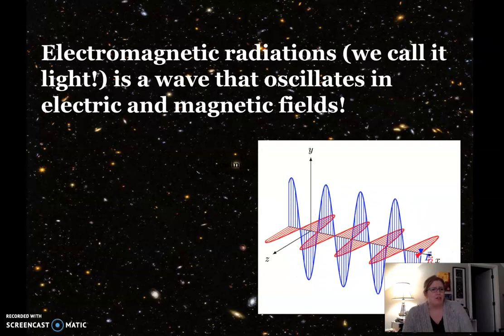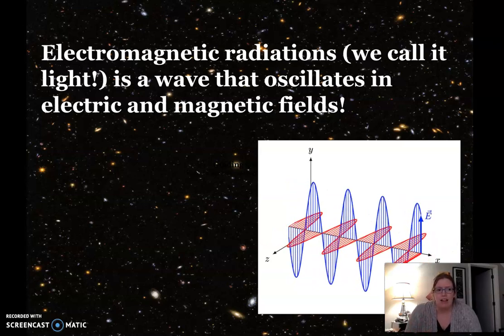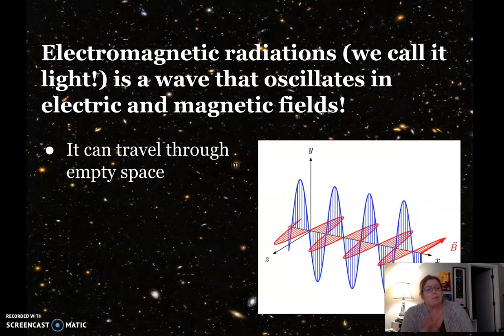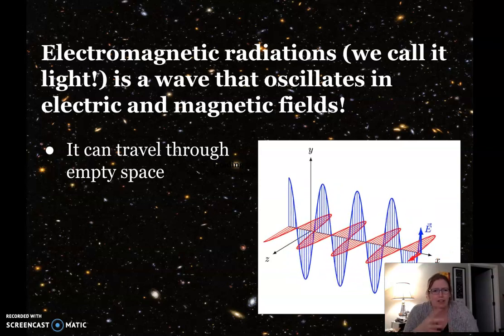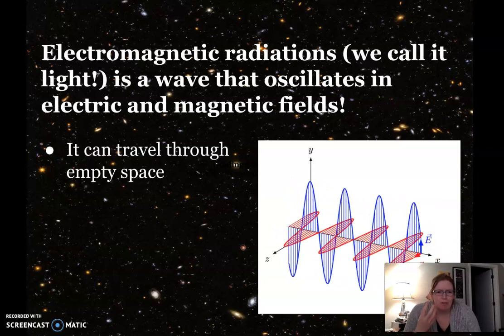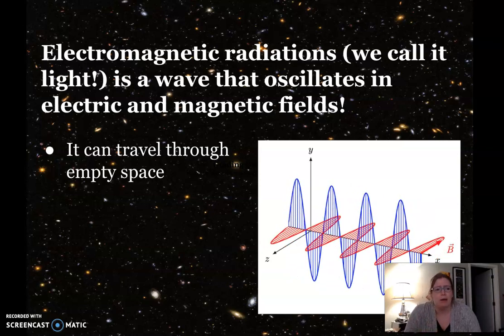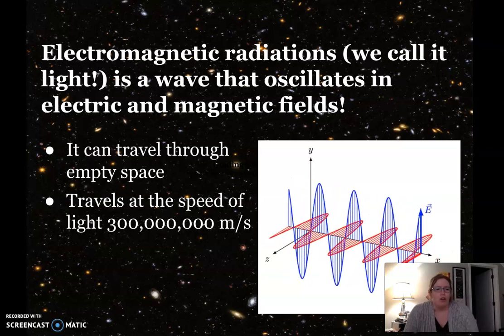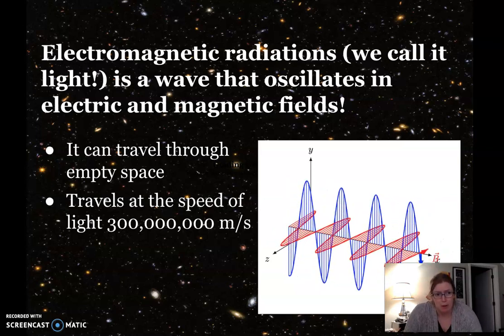So electromagnetic radiation, which is what we think of as light in everyday language, is a wave that oscillates in the electric and magnetic fields. And so that means that it can actually travel through empty space because it's just an oscillation in this electric and magnetic field that sort of permeates the universe. We do sort of fully understand it, but it's this field, and so that means that light can travel through empty space. And it travels at the speed of light, or 300 million meters per second. That's very fast, about 700 million miles per hour.